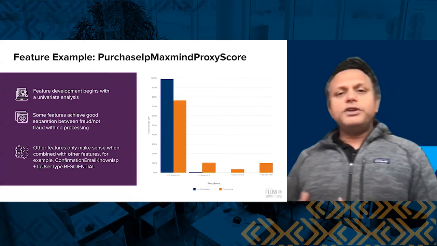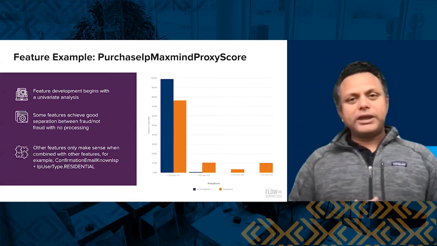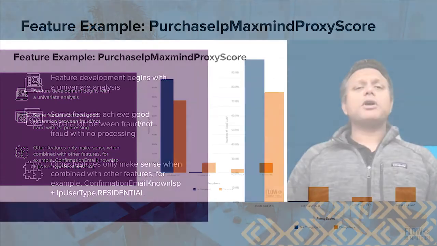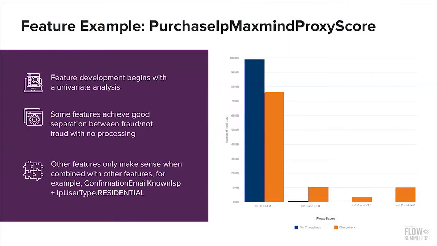So I talk about features. I want to give a good, quick example of what we mean by a feature. So in this case, I'm talking about purchase IP MaxMind proxy score.